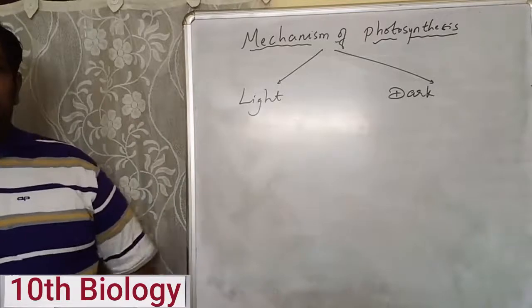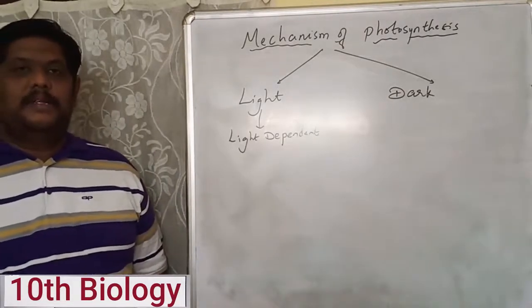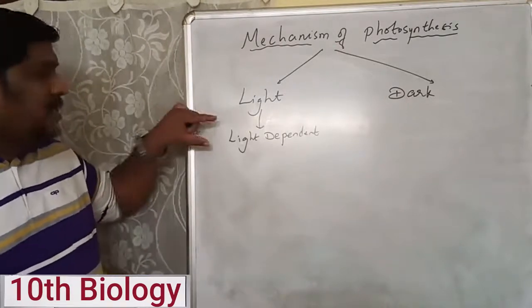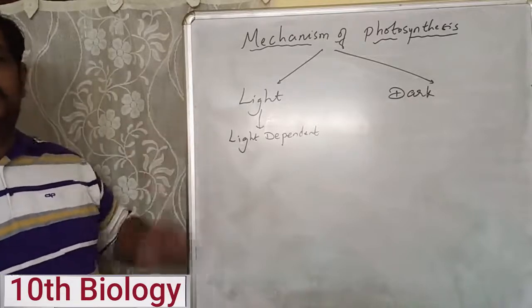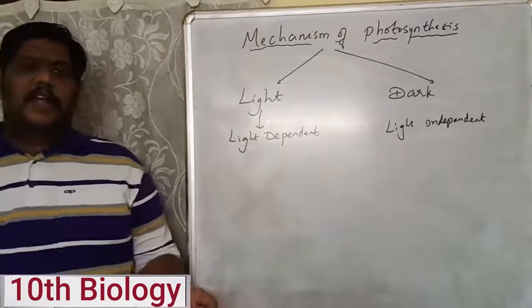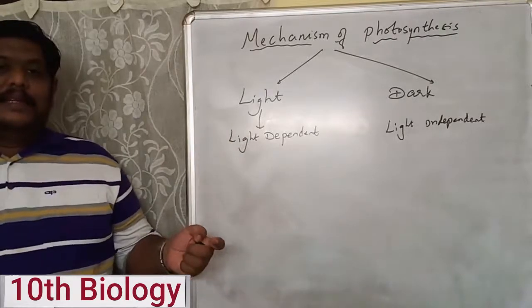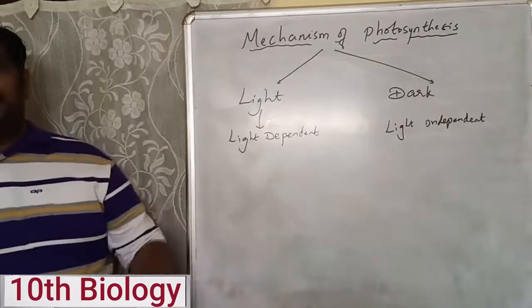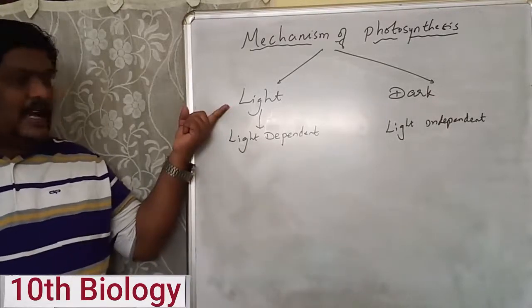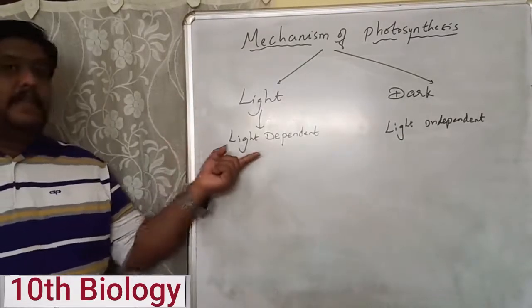Light reactions are also called light dependent reactions. That means these reactions are dependent on the light. These reactions take place only in the presence of light. And coming to the dark reactions, they are also called light independent reactions. That means they don't require any light. They can take place in the daytime, but they don't require any light. Only in light reactions are they completely depending upon the sunlight. That's why we call them light dependent reactions.